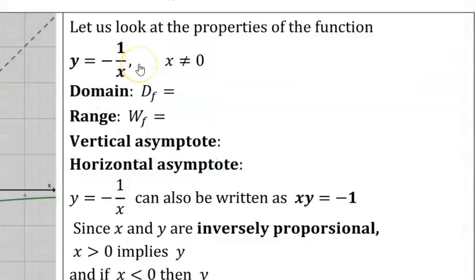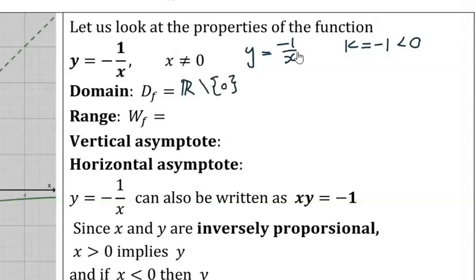Now we look at y equal to minus 1 over x. So our k is equal to -1, which is less than 0. Again, we cannot divide by 0, and therefore 0 cannot be in the domain. So for a hyperbola, whether the k is positive or negative, the domain is all the values except the number 0.